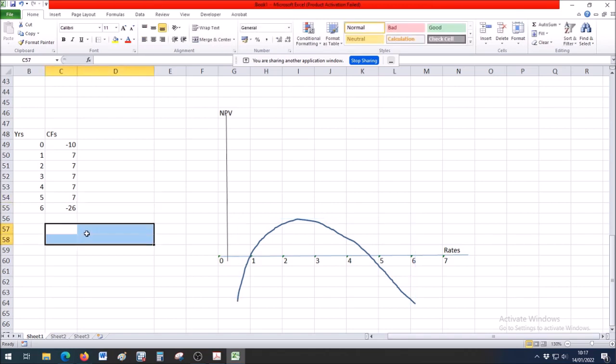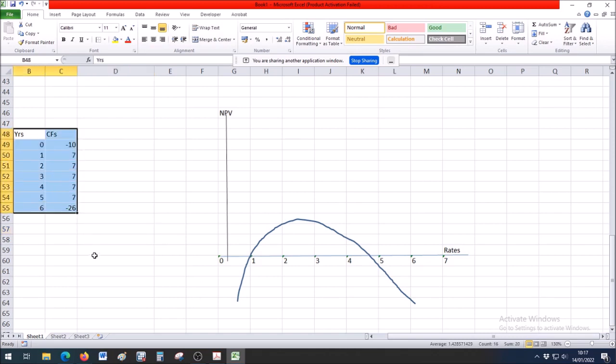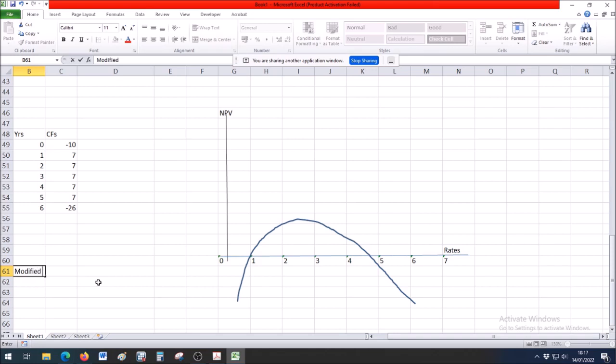In that case, IRR doesn't work. So what we're going to do is use another criterion, which is called modified internal rate of return, modified IRR.